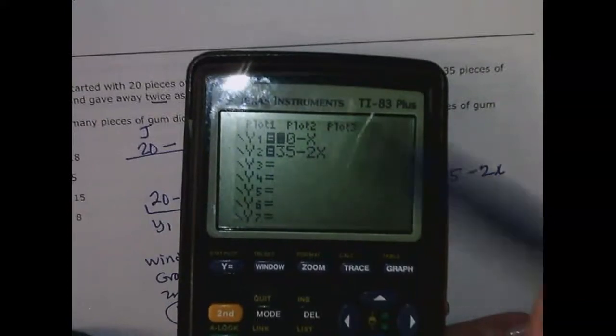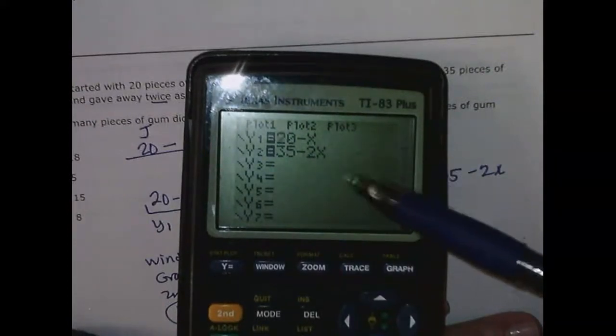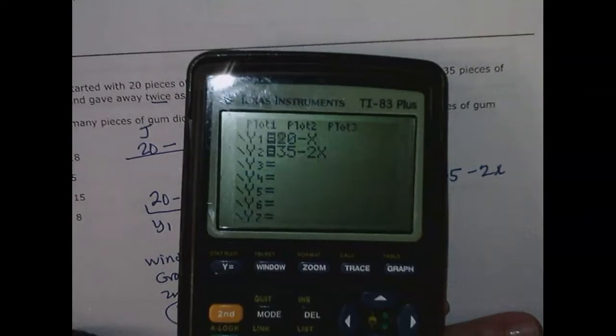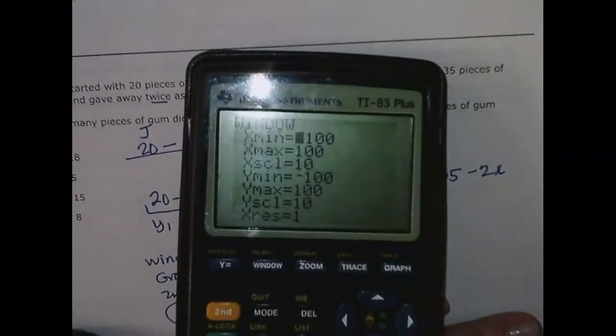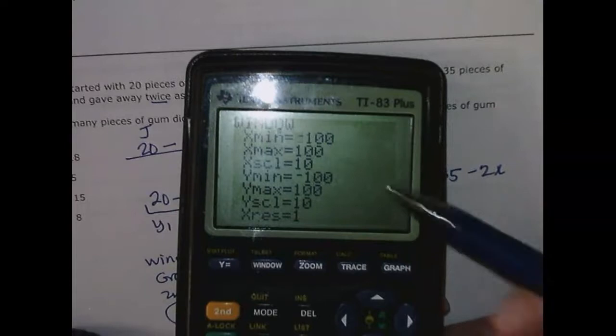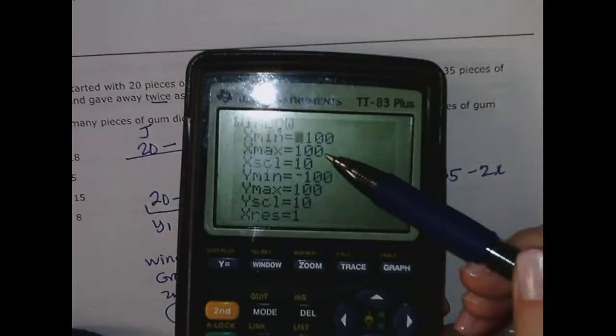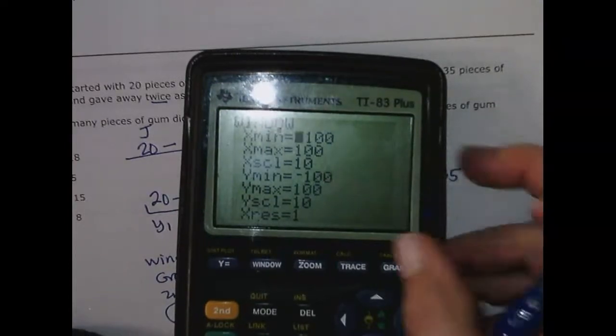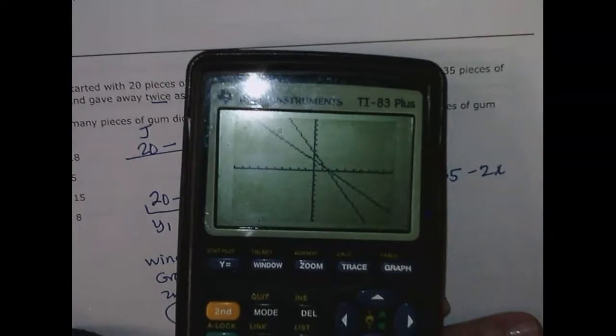Let me get mine set. All right, so I went back and typed it in. So there's the 20 minus the x, and there's the 35 minus 2x. And by the way, always use x. I changed my window to hundreds, negative 100, positive 110. Remember, from the scale factor to these is one zero less. I'm going to go ahead and push graph. Ta-da! There's my graph. And I already pushed that a while ago, in case you're wondering.